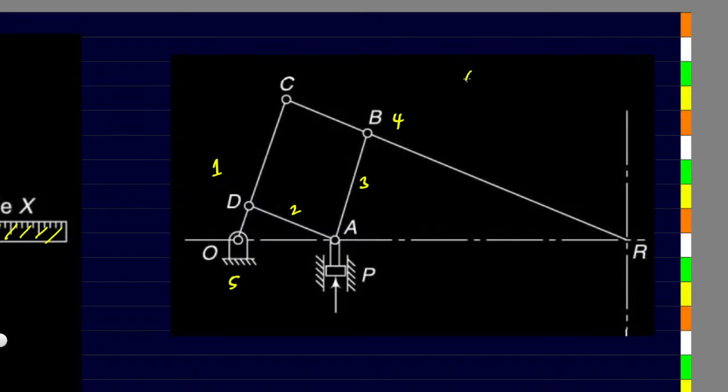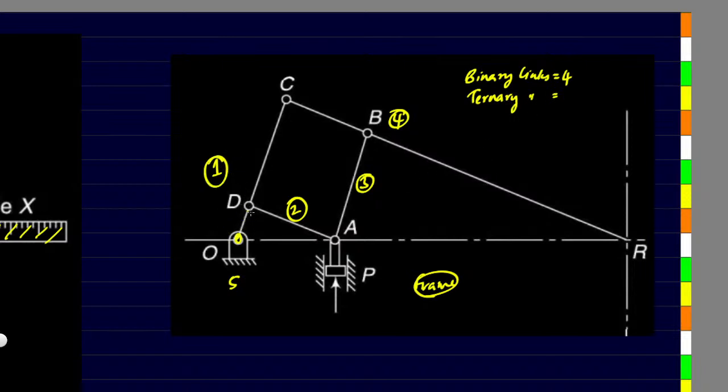So how many binary links are there? Link number two is binary, link number three is binary, link number four is binary. And I think the frame is also binary. Fine. So total is four binary. What about ternary links? One. Link number one, if you see, there are three joints located on it. So that's why it becomes a ternary link.